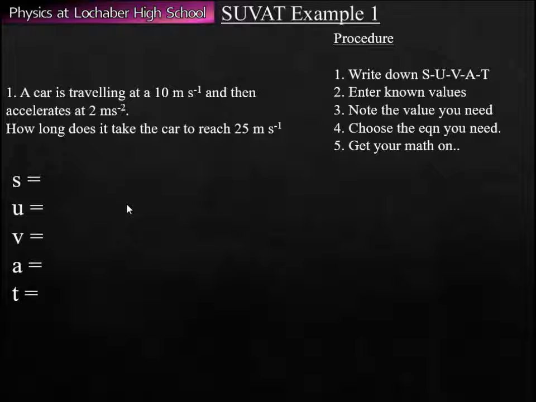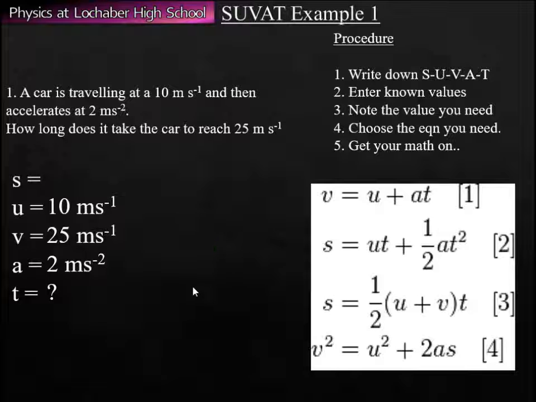We then identify what information we know. So we know that the initial speed was 10. We know the final speed we're after is 25. The rate of acceleration was 2. And it is the time that we're after. This gives us 4 out of 5 of these variables.